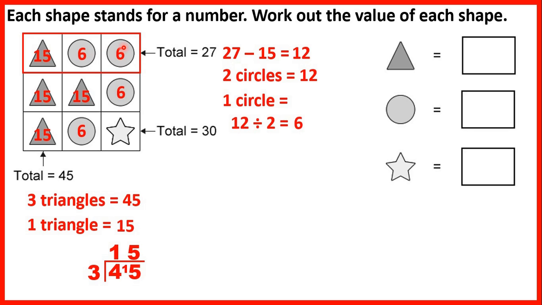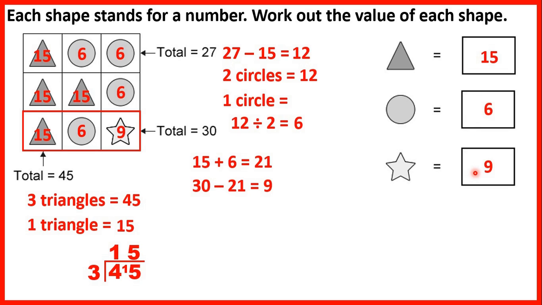So we can write 6 on our circles, and then to find the value of the star, we have 15 plus 6 plus the star equals 30. 15 plus 6 is 21, and then if we subtract that from 30, we get 9. So the value of the star is 9, because 15 plus 6 plus 9 makes 30. So we have 15 for the triangle, 6 for the circle, and 9 for the star.